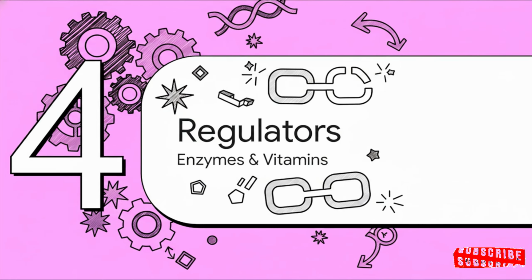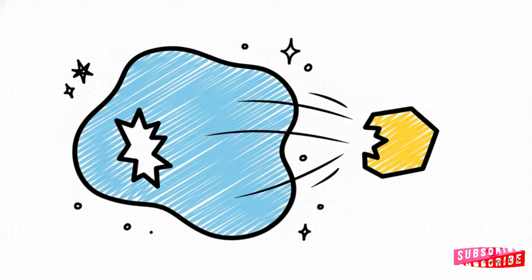Section 4 brings us to the regulators, enzymes, and vitamins. You've probably heard this one before, but definitely anchor it to the classic lock and key analogy. In biochemistry, you have a substrate, which is the specific molecule being acted upon. Think of the substrate as a highly specific key. That key fits perfectly into the lock, which is the enzyme's active site.